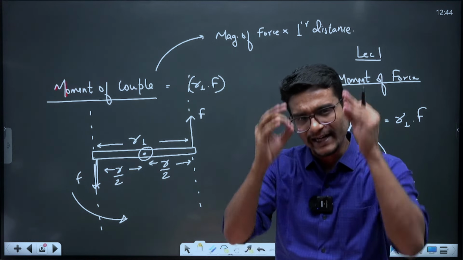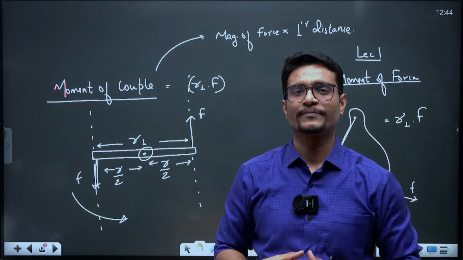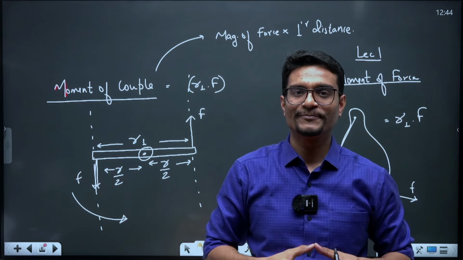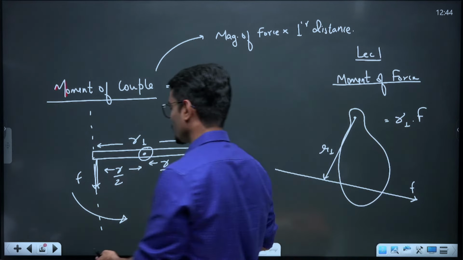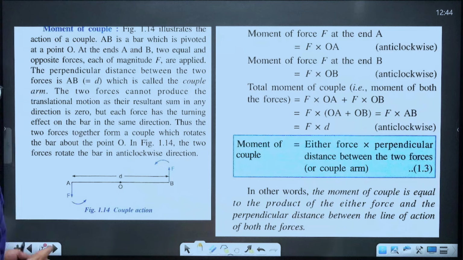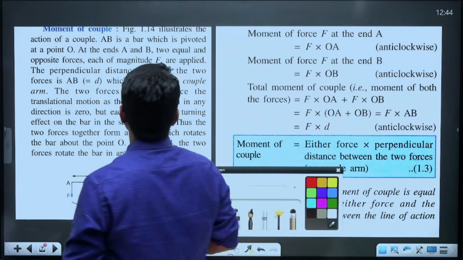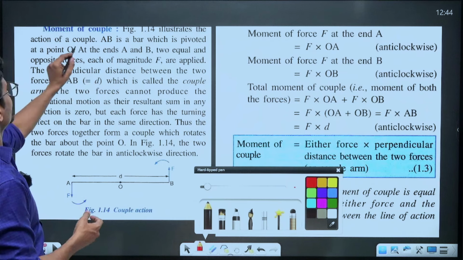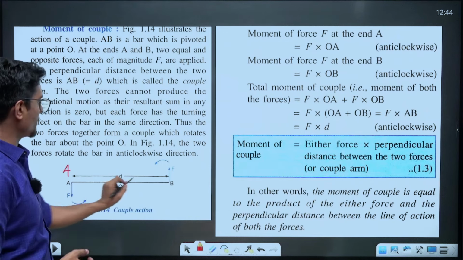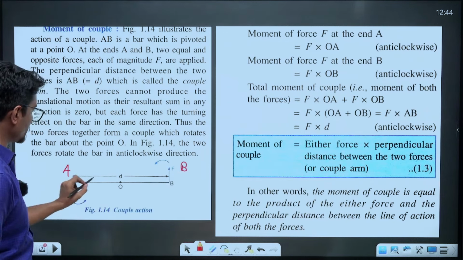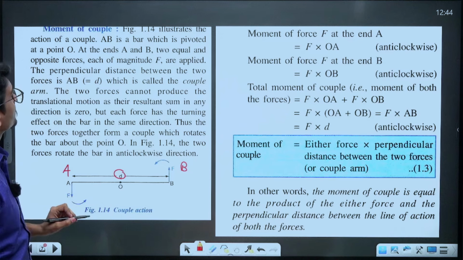Pause the video, take down the notes. Do it yourself. So let us see what your text is saying. The moment of couple. See, you can see there is a bar AB. This is bar AB. The distance is D. They have taken the distance D.